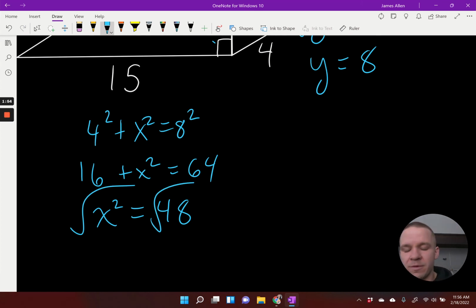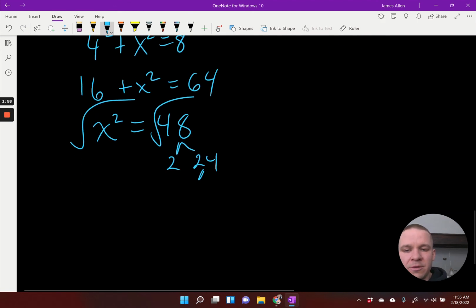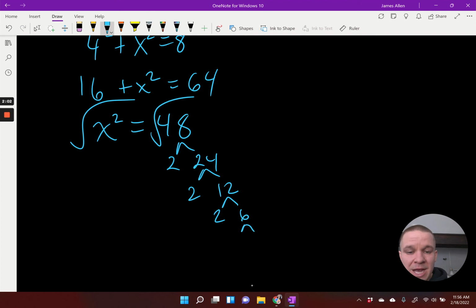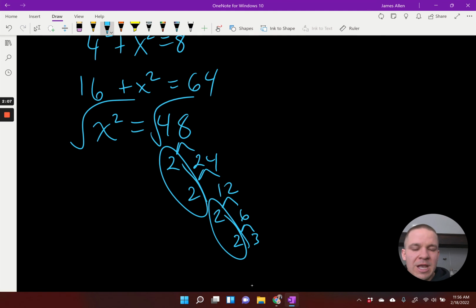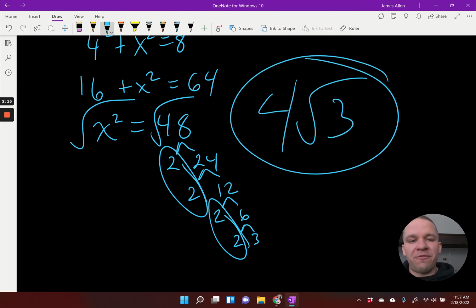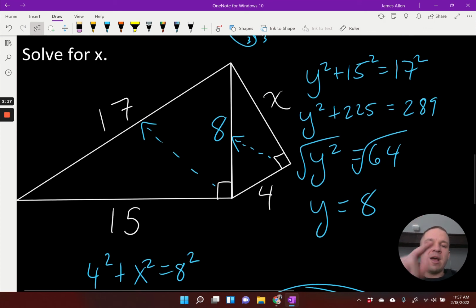Now, there's no perfect square for 48. I got to break that down. 2 and 24, right? I like to go with 2's first. That's just me. All right, 2 and 12, 2 and 6. I can still go by 2's, and I got 3. Pair of 2's. Pair of 2's. I was going so ham with the 2's. 2 times 2 is 4 root 3. There's my final answer. That's my answer there for x.